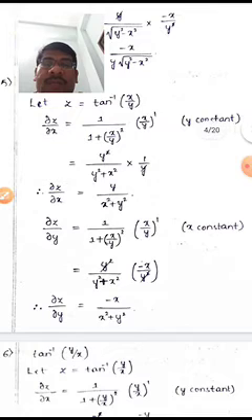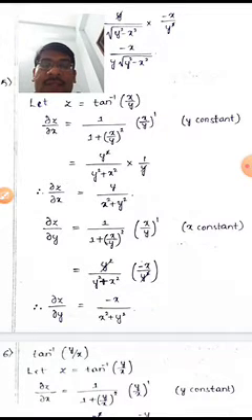Dou z by dou y, the derivative of z with respect to y, is 1 by 1 plus (x by y) whole square. That is the tan inverse derivative. Here x is a constant, keep it as it is. The derivative of 1 by y is minus 1 by y square. Here y square cancels. The remaining is dou z by dou y is equal to minus x by x square plus y square.